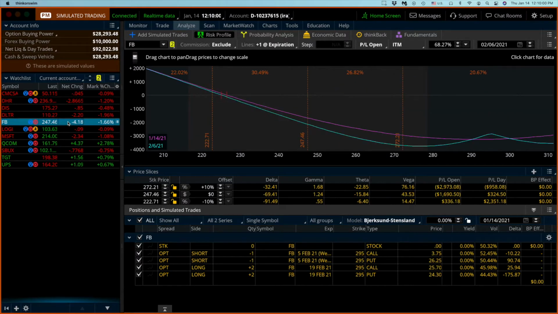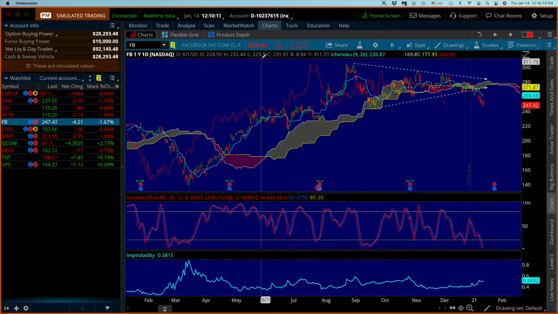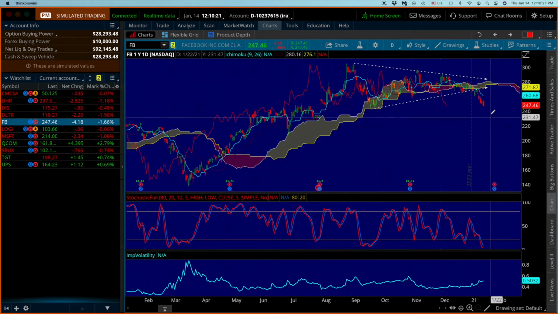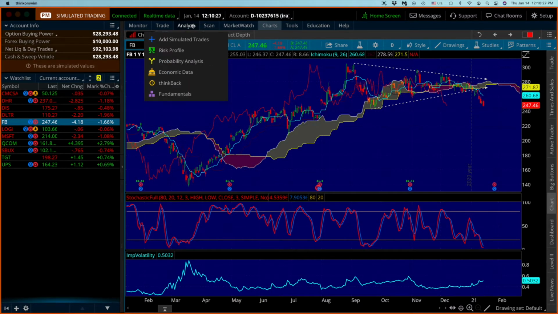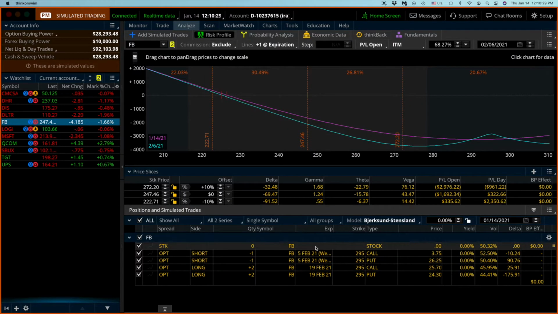Facebook. Facebook has been moving down rather nicely. And our options here are 295 and the stock is trading at 247. If we look at the chart, as I was telling you before, it was in a triangle and now it's broken below the triangle, it's below the Ichimoku cloud, and earnings are coming up. So we want to take our profit now, okay, while remaining bearish.